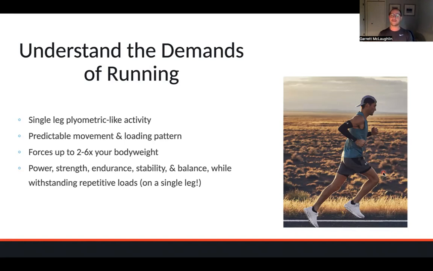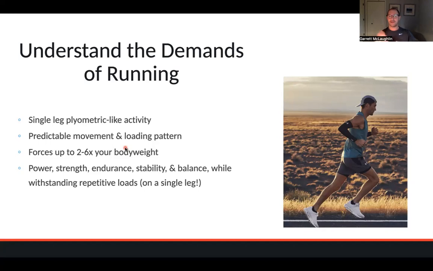So that's where if we can offset that as much as possible, be strong, be resilient, be powerful, improve our body's ability to absorb force and to create force and be powerful, that's a really good recipe for long-term success. What's very helpful here from a running standpoint is running is a very predictable movement pattern, right?